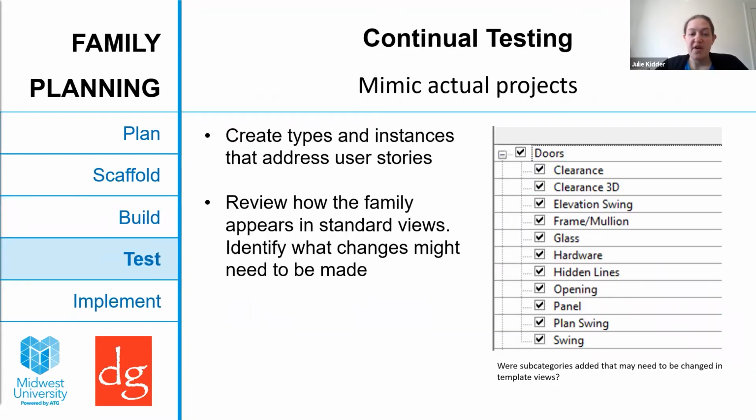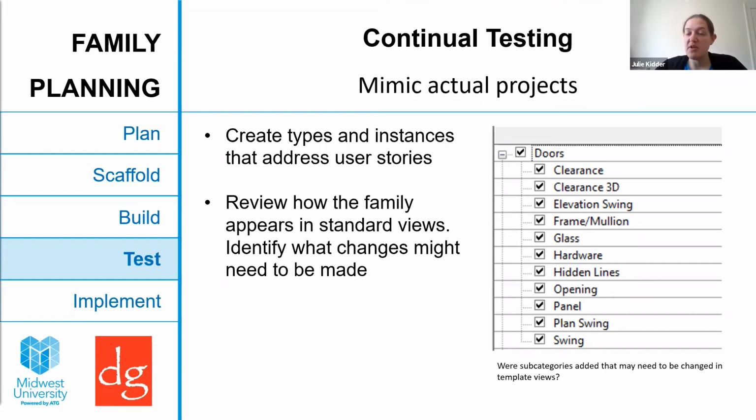Then once you have a few families or even one family, you can start looking at mimicking your actual projects. So those user stories that you came up with during planning, mimic those. If there's been projects that you've had issues with your current iteration of families, try to make those work. Can you make them work better?